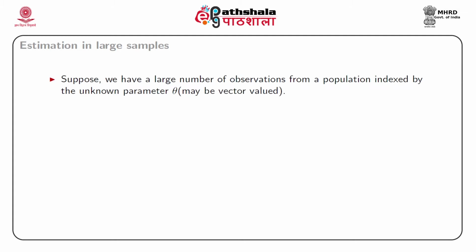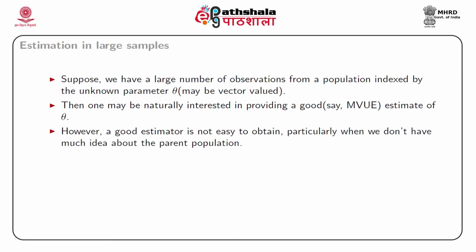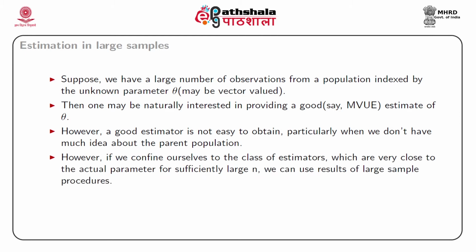Suppose we have a large number of observations from a population indexed by the unknown parameter theta, which may be vector valued. Then one may naturally be interested in providing a good estimator of theta, for example, a minimum variance unbiased estimator. However, a good estimator is not easy to obtain, particularly when we do not have much idea about the parent population. However, if we confine ourselves to the class of estimators which are very close to the actual parameter for sufficiently large n, we can use results of large sample procedures.